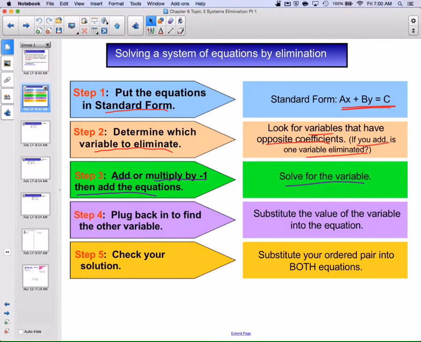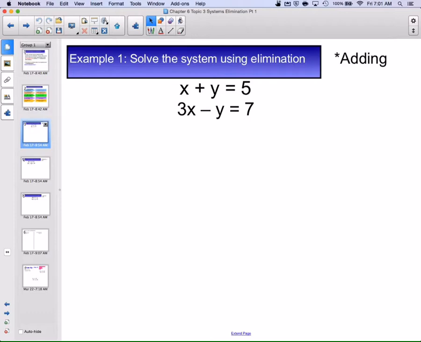You solve for it. So kind of like substitution, we're going to plug back in one of our answers into the other variable in one of the equations. And then, as always, check our solutions in both equations. Here's our first example.